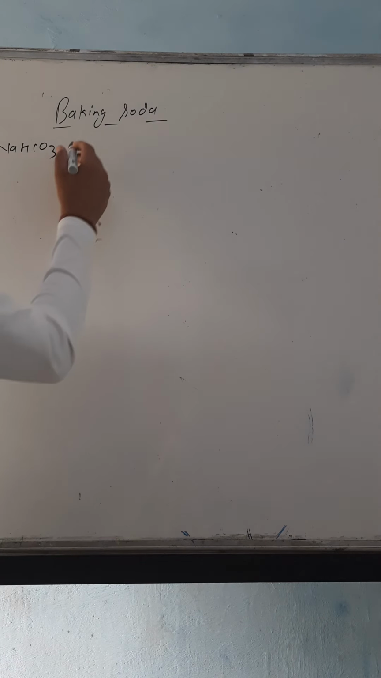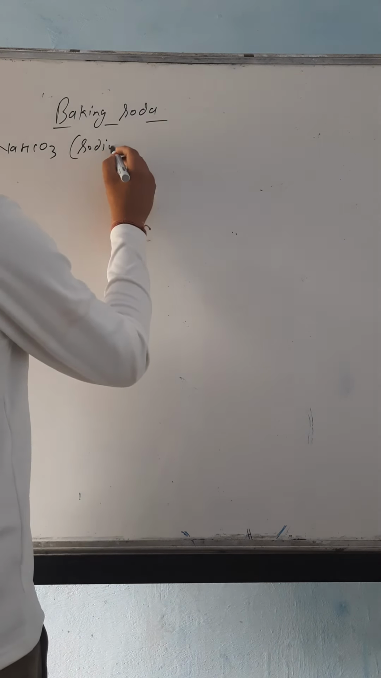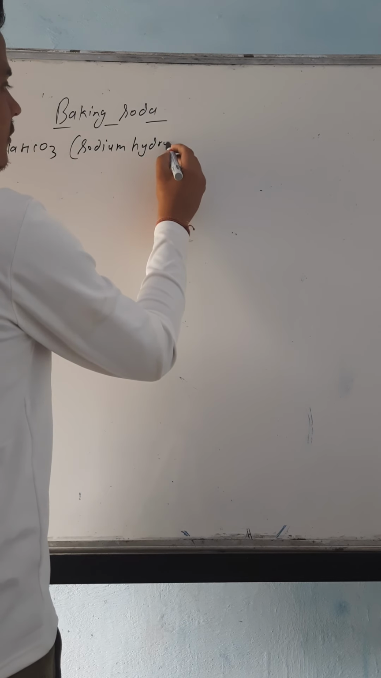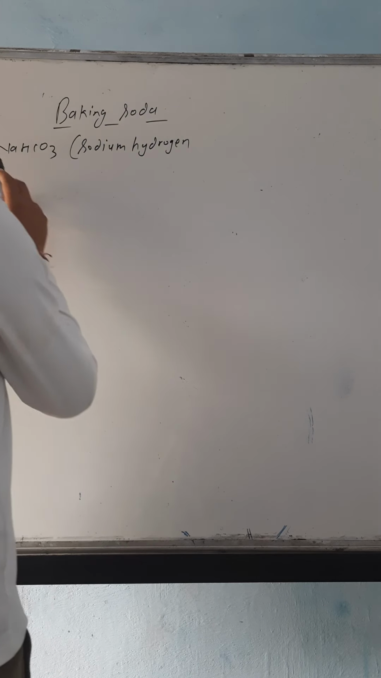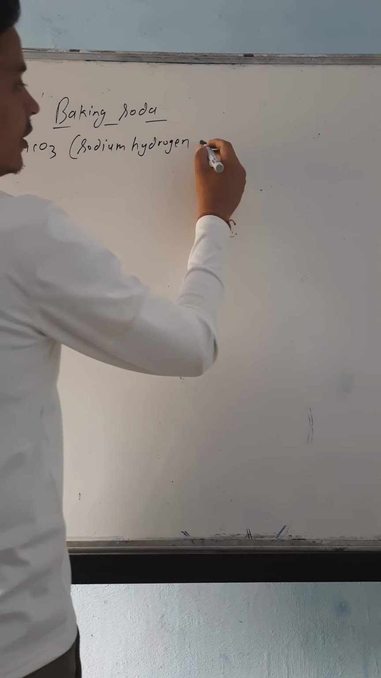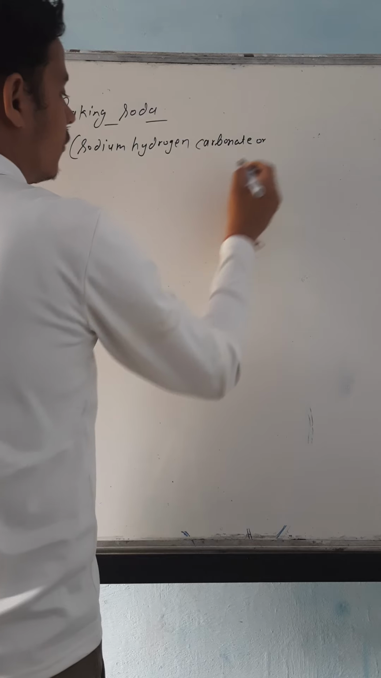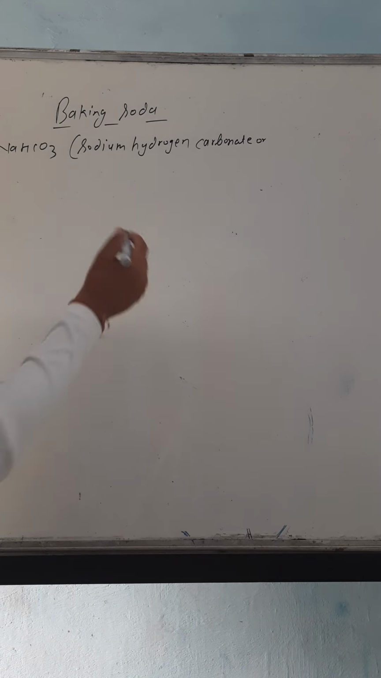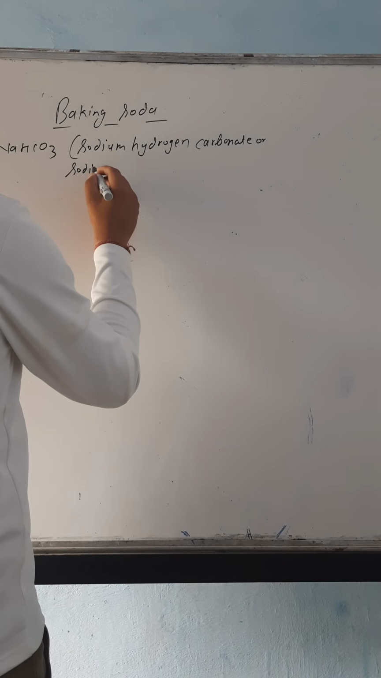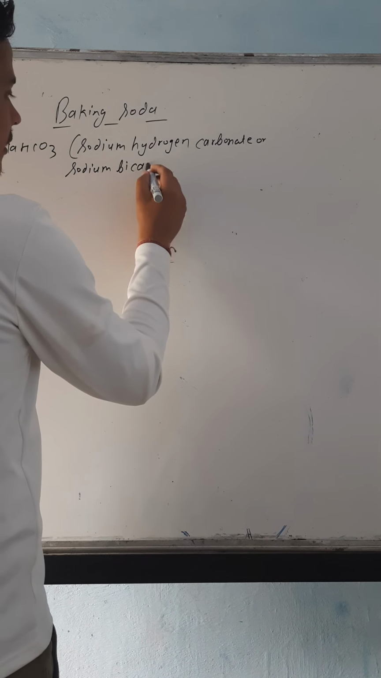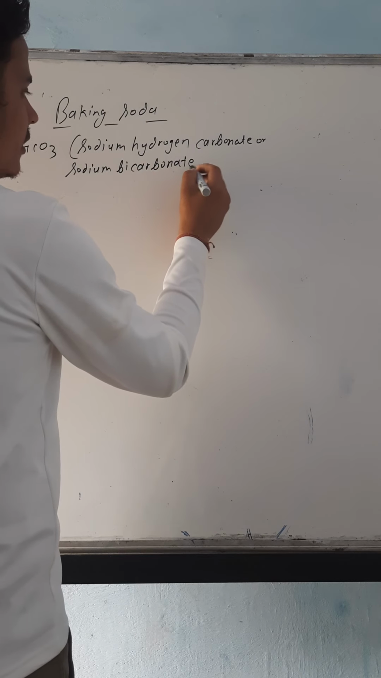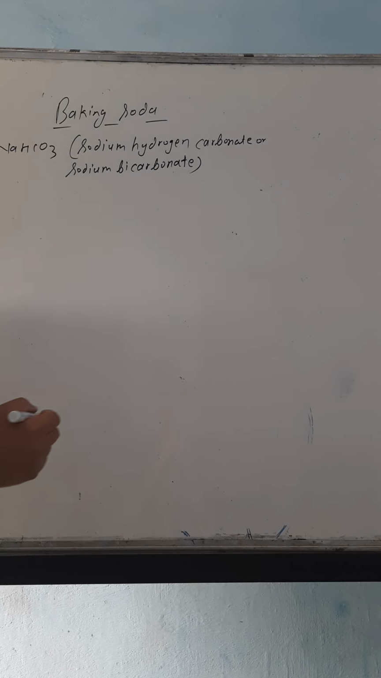Its chemical name is sodium hydrogen carbonate. One more chemical name is also there. It is also known as sodium bicarbonate. So these are the chemical names of baking soda, and the chemical formula is NaHCO3, that you should know.